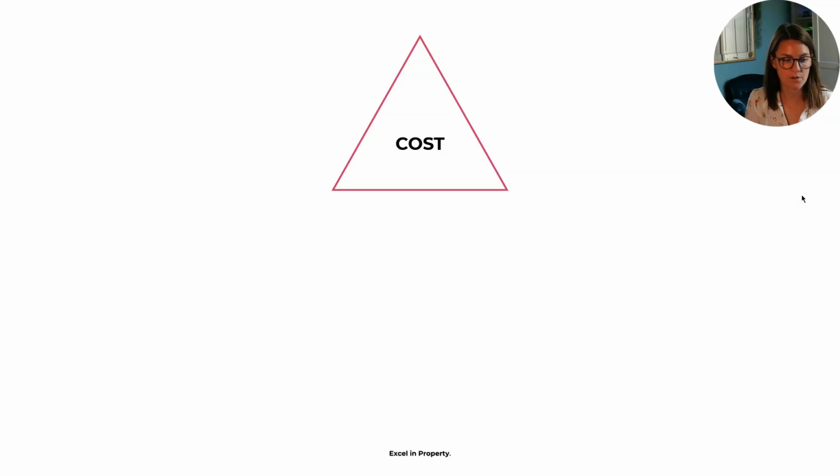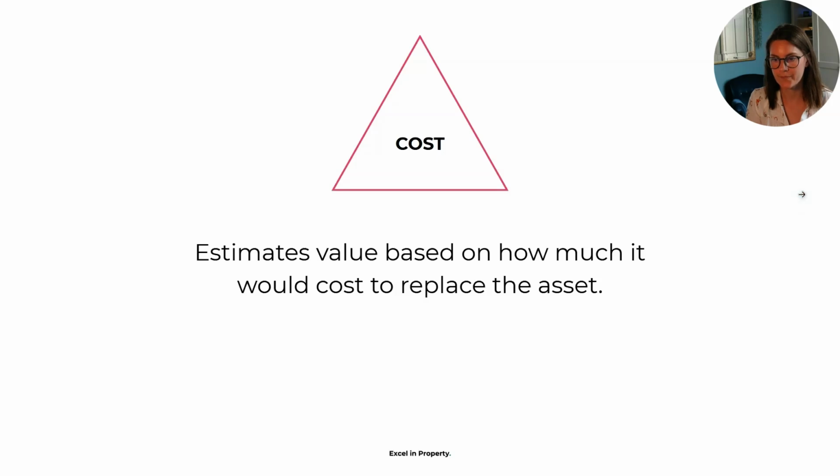The cost approach is often used for owner-occupied or specialist assets. It estimates value based on how much it would cost to replace the asset. Some examples of these include steelworks, mill, or, my favourite example to use, the V&A Museum.